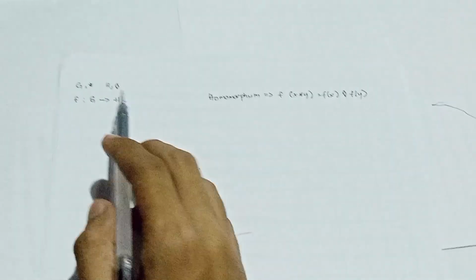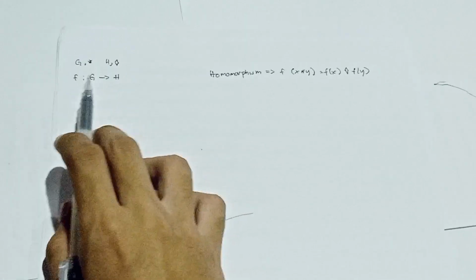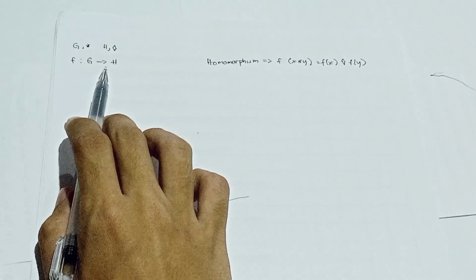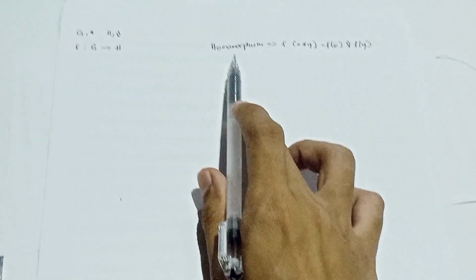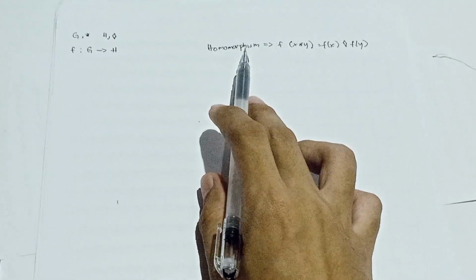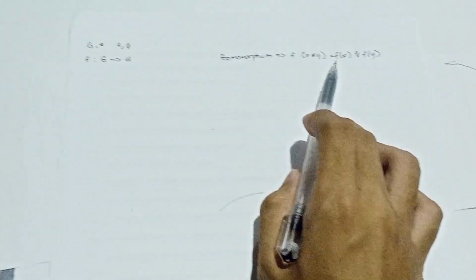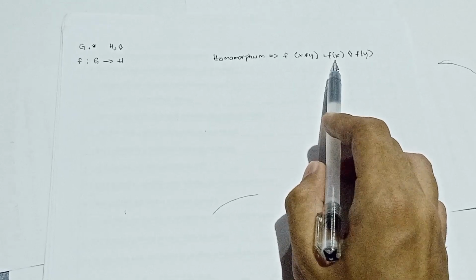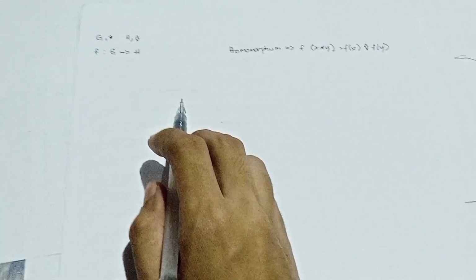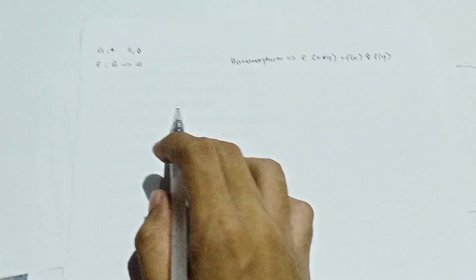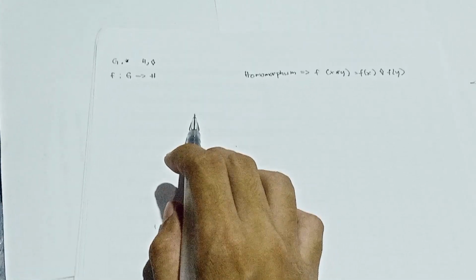Suppose that we have two groups, J and H, and a homomorphism f from J to H. Recall that a homomorphism is a function f such that f of x times y is equal to f of x times f of y. Now, a homomorphism does not have to be one-to-one. It does not have to be an injection.